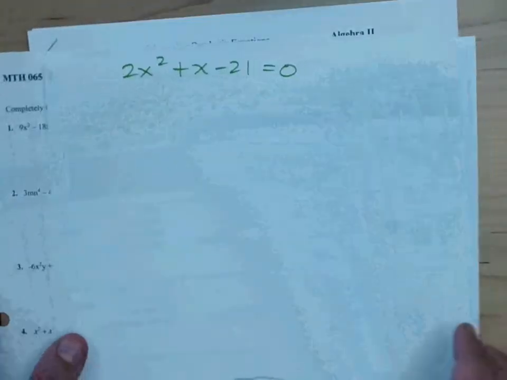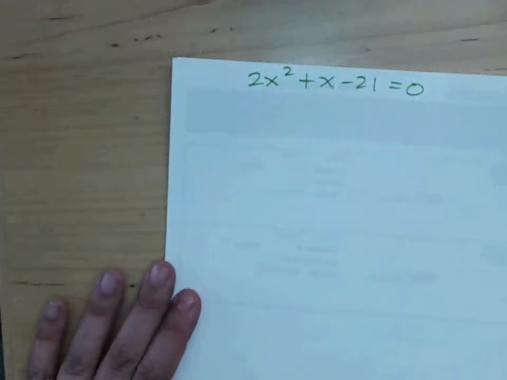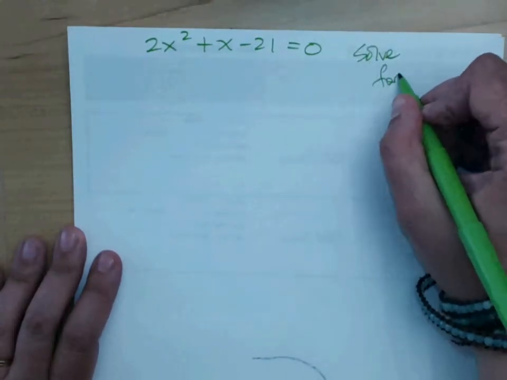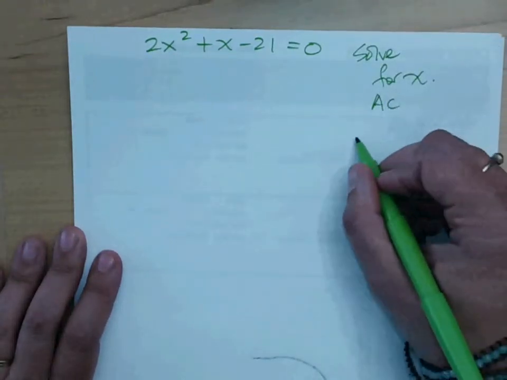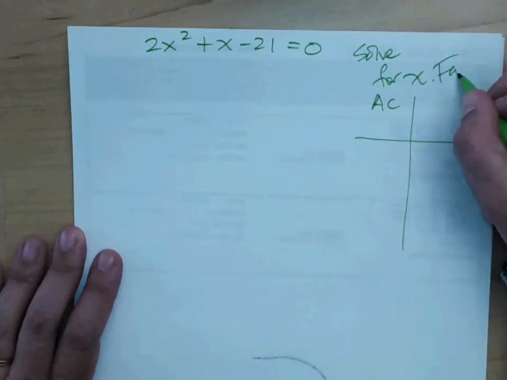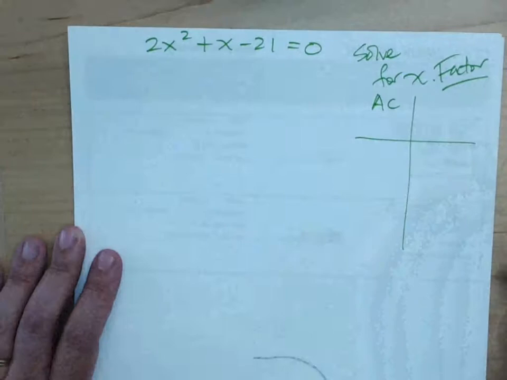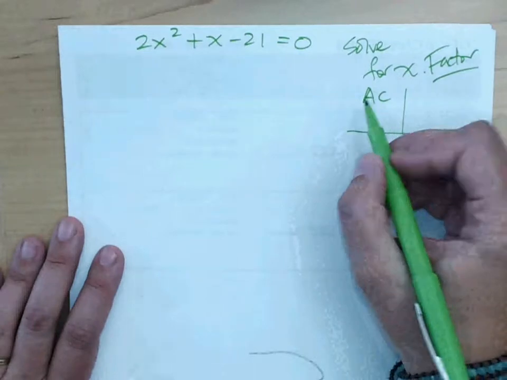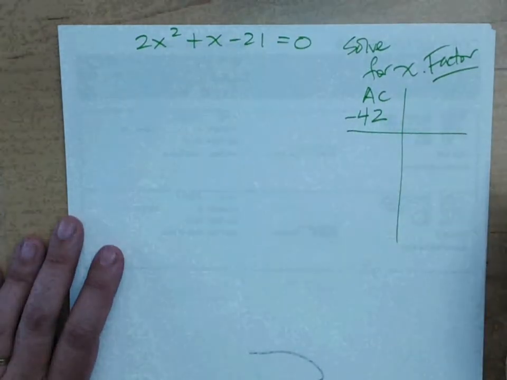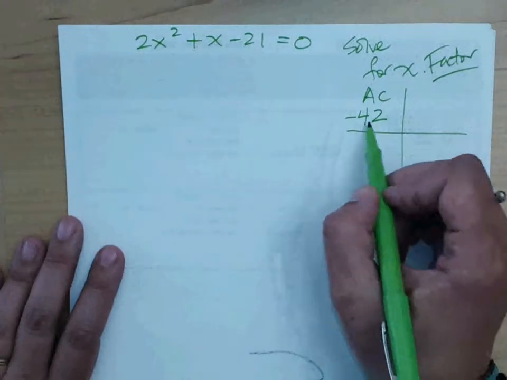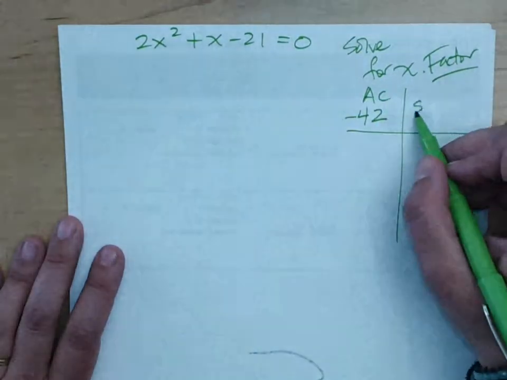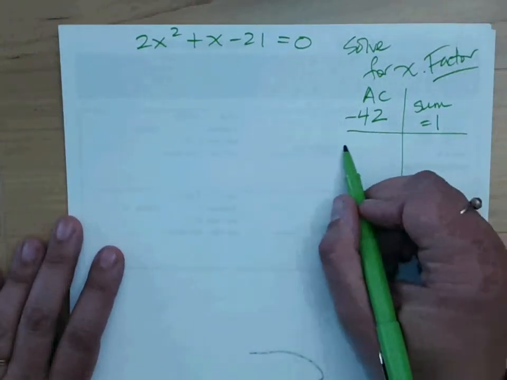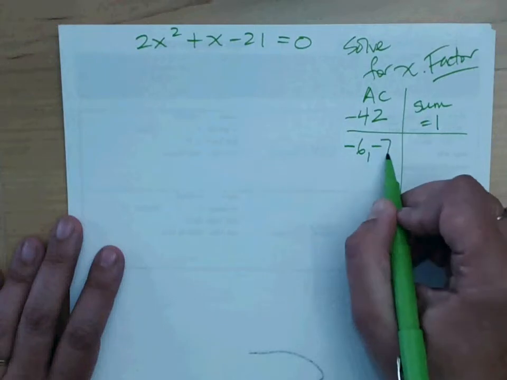So let's go on to factoring. Now that it's set equal to 0, what should we do to solve for x? In order to solve for x, we need to, yes, use the AC method in order to factor. Okay, we're going to factor because it's set equal to 0. So AC method is going to be A times C is negative 42. Can you think of two numbers that multiply to negative 42 that add to what? What's the sum? Sum equals 1. Negative 6 and negative 7?